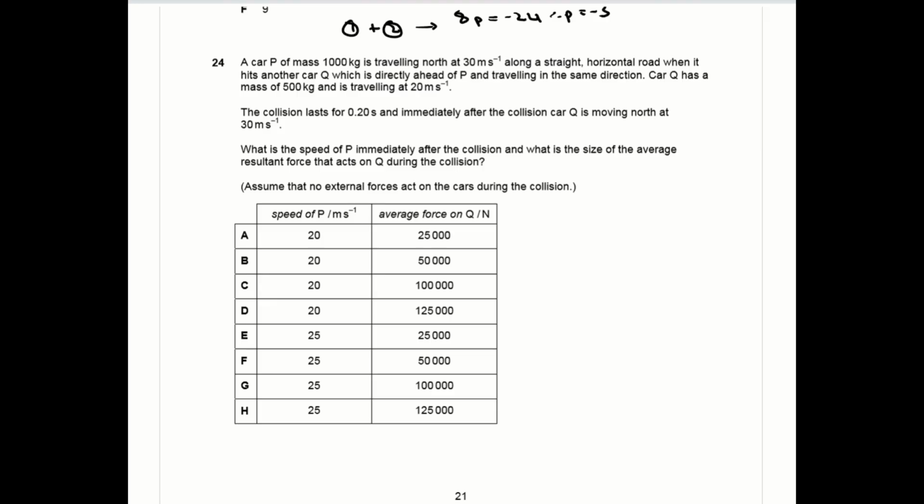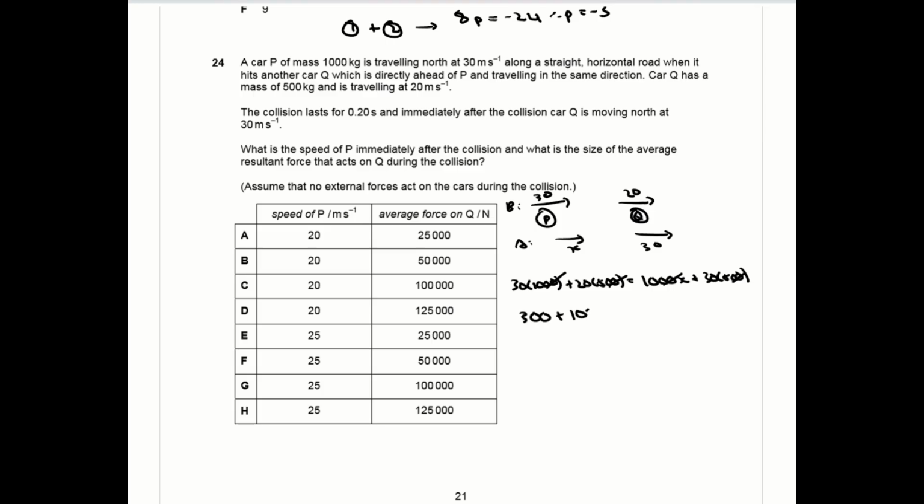So question 24 is a typical conservation of momentum question, and it always helps to draw a diagram where you write down the speeds before and after. In this case, you don't know the speed after for P, so you can just give it a variable like x. And when you go through conservation of momentum, so total momentum before equals total momentum after, you end up with the speed of x after the collision as 25 meters per second.